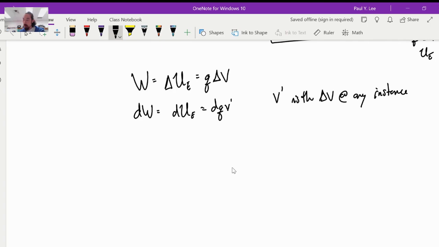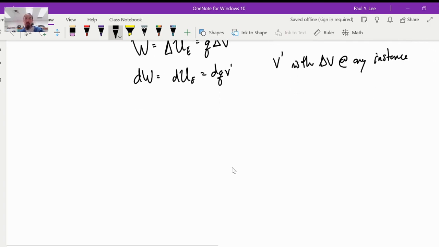So from there, we can do an integration, and we're going to integrate both sides. We end up with the electric potential energy is equal to the integral where the upper bound will be the total amount of charge on the capacitor, starting from zero charge to the total amount of charge, of V prime dQ.